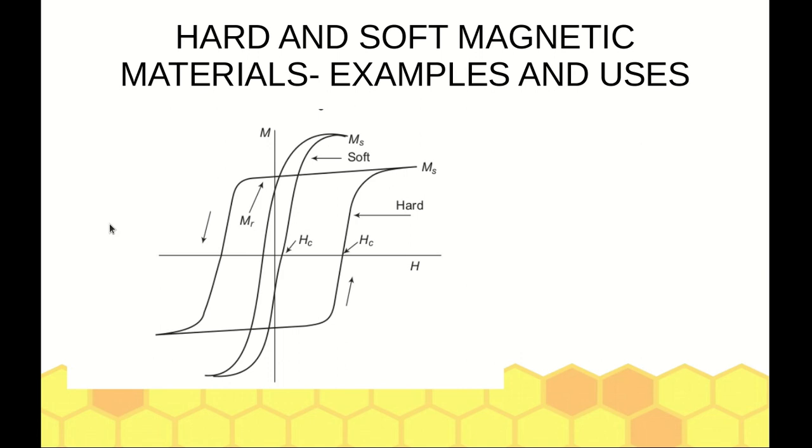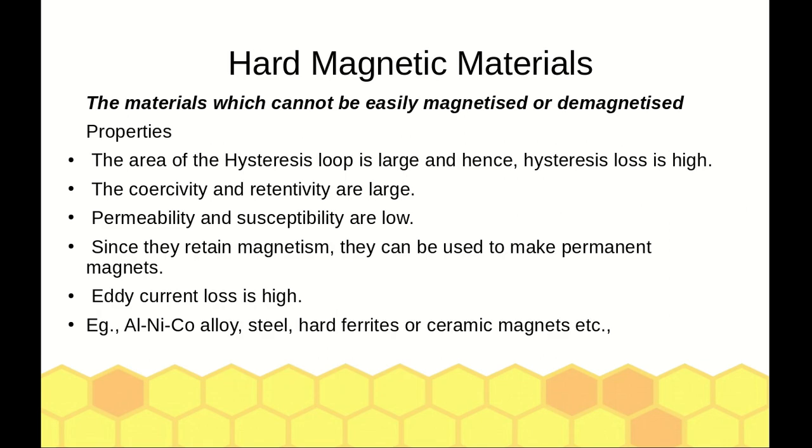Next, hard and soft magnetic materials. Based on the hysteresis behavior, the ferromagnetic materials are classified into two types, which are hard and soft magnetic materials. The first, hard magnetic materials. The materials which cannot be easily magnetized or demagnetized are called hard magnetic materials.